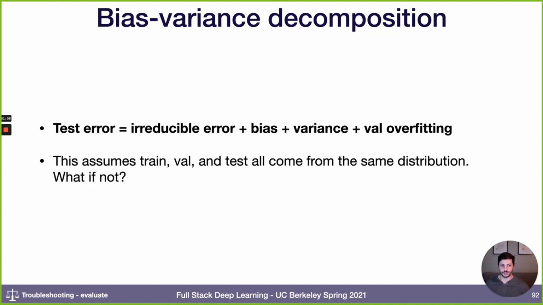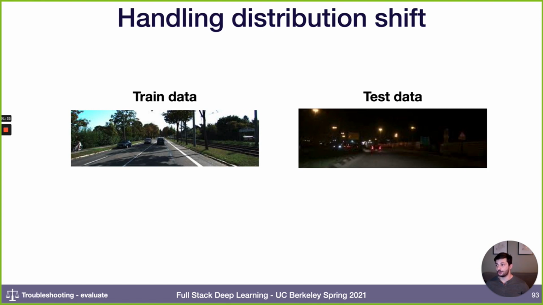So one assumption that's baked into this is that your training, validation, and test set all come from the same data distribution. So what should you do if that's not the case? Which it's not the case in a lot of real-world machine learning problems. So for example, if you're working on self-driving cars, then you might have a situation where most of your training data looks like the data on the left, right? So it's data from daytime driving scenes. But then in the real world, you also have to deal with data that looks like on the right. So let's say data that's at night.